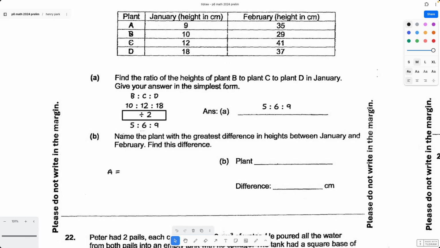A is equal to 35 minus 9, which is equal to 26. B is equal to 29 minus 10, which is equal to 19. C is equal to 41 minus 12, which is equal to 29. And D is equal to 37 minus 18, which is also equal to 19. Okay, so what do you think the answer is? The answer is C, okay, with the difference of 29 centimeters. Okay, let's move on to the next question.